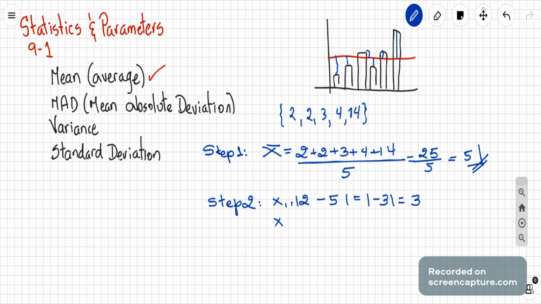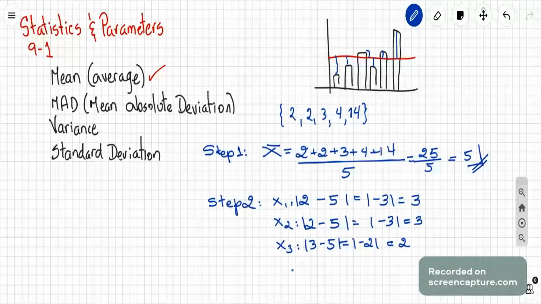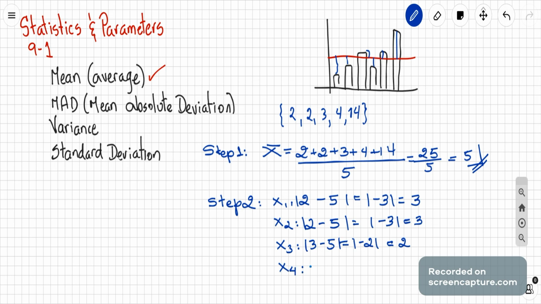Then I'm going to calculate the second value. The second value is going to be 2 minus 5, which is the exact same thing, equals 3. Then I'm going to do the same with 3. 3 minus 5. The absolute value of that is the absolute value of negative 2, which is 2. Then I'm going to calculate the fourth value, which is 4. 4 minus 5, that is negative 1. That is going to be 1. And then the fifth value, that is 14 minus 5. That is going to give me a positive number, 9. And the solution is also going to be 9. Remember, the absolute value always gives you positive numbers.